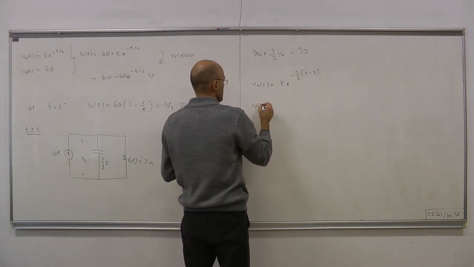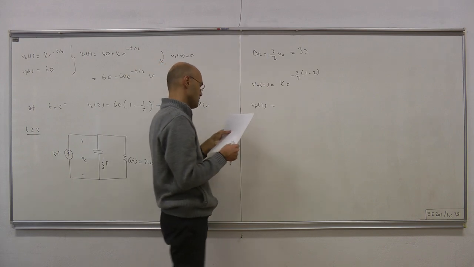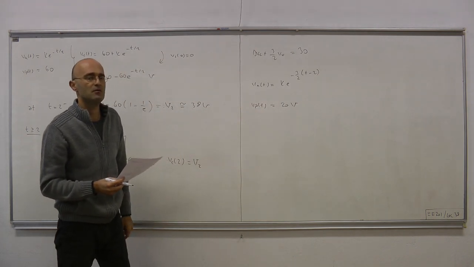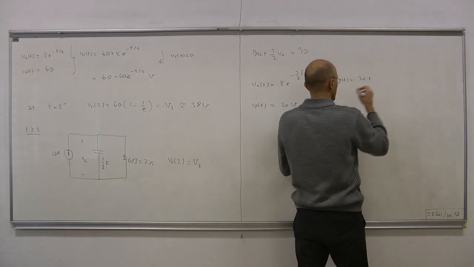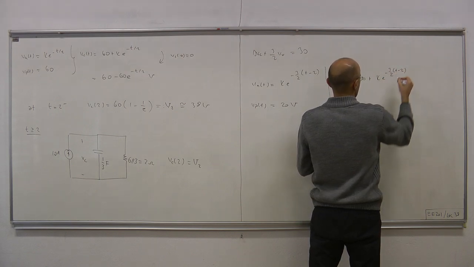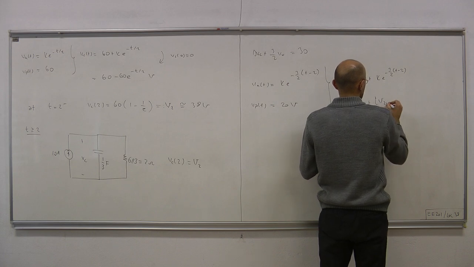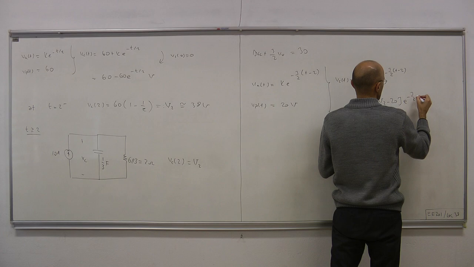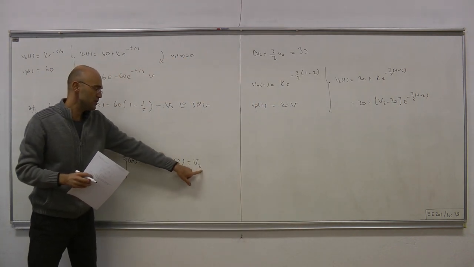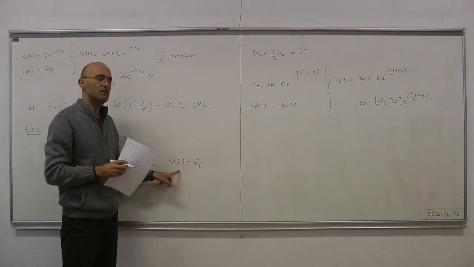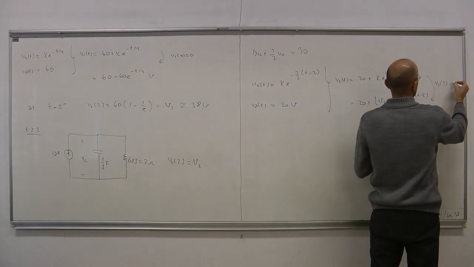And the particular solution, it's going to be a constant. So 3 over 2 times the constant equals 30, therefore the particular solution is 20 volts. And the sum gives us the overall solution. VC(t) equals 20 plus K e to the minus 3 over 2 (t minus 2). And that equals 20 plus (V2 minus 20) e to the minus 3 over 2 (t minus 2). Therefore, K must be V2 minus 20, where V2 is the value of VC, our new initial condition at t equals 2. It's about 38 volts. So here we apply the new initial condition constraint.